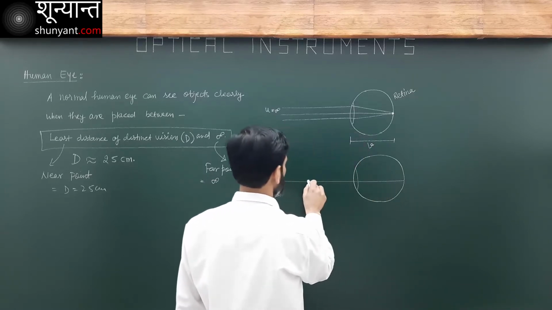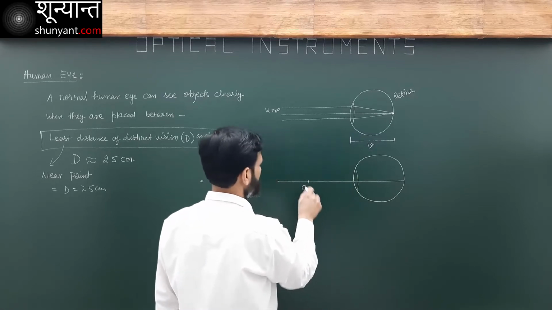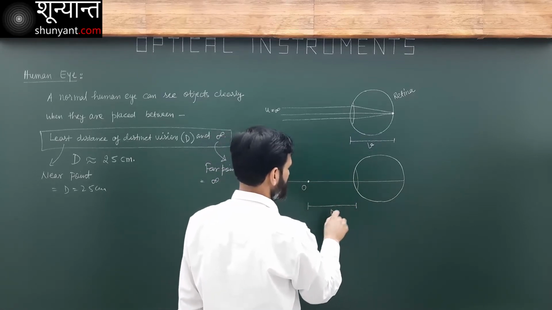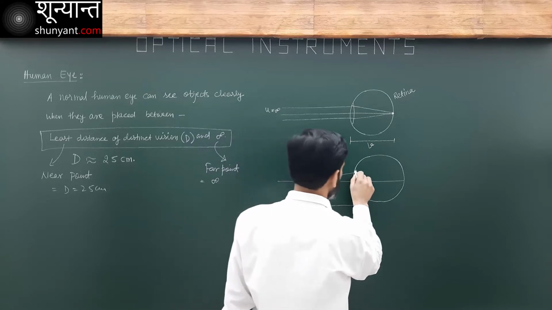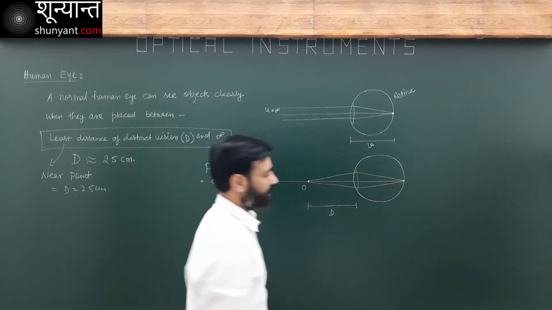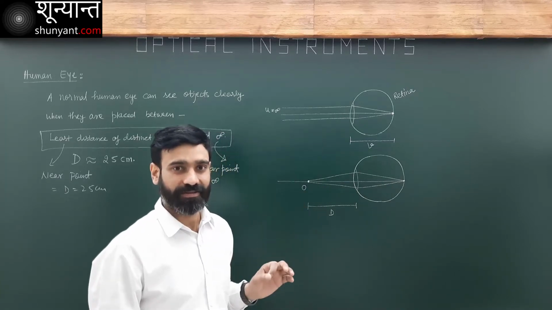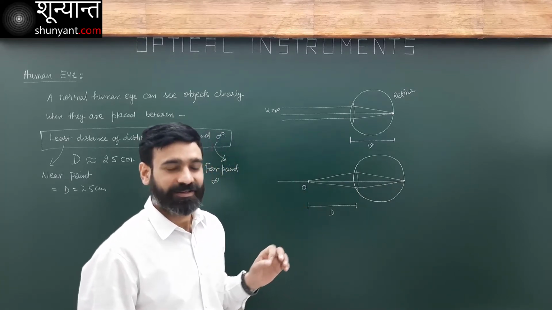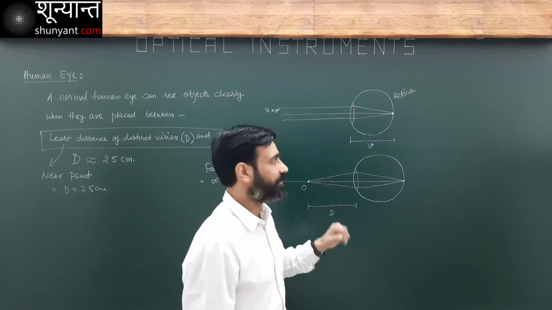Okay, this is my object here. It is at distance D. Then the image of this object also forms at the retina. Now this itself is very amazing. Why is it amazing?